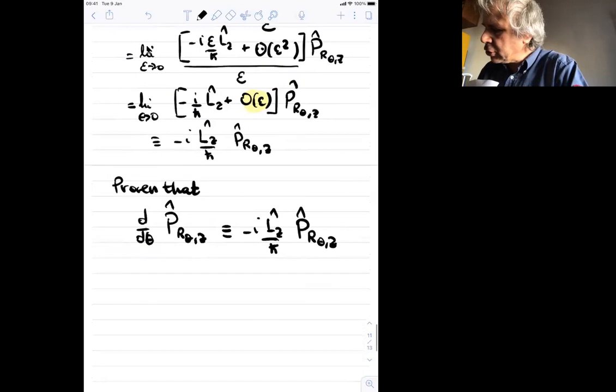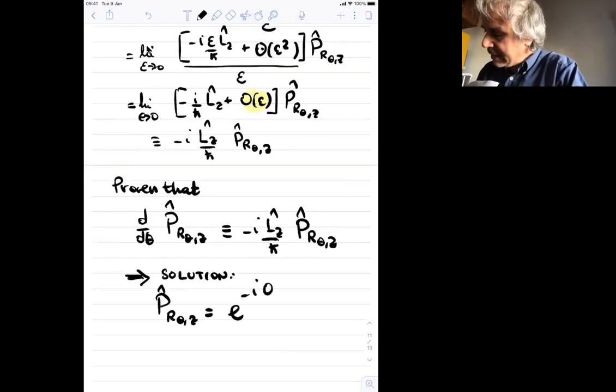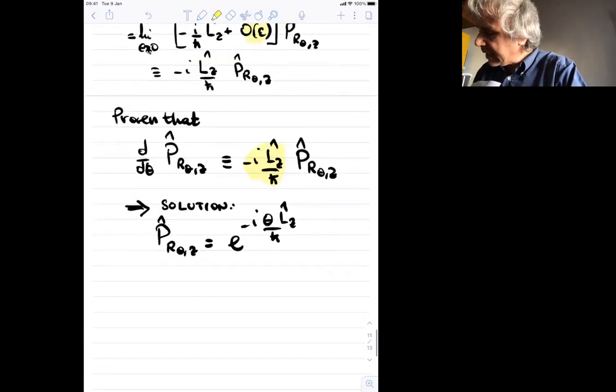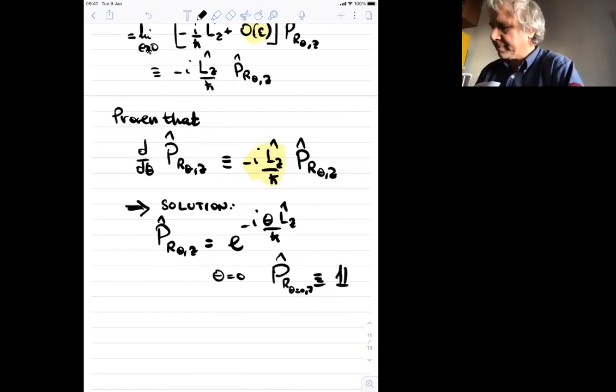Now, can you tell me a solution of this differential equation? I propose to you a solution, and then we verify. The solution is P equals e to the minus i theta Lz over h bar. If you take a derivative with respect to theta, you bring down precisely this factor, leaving the same thing. By the way, this is a solution such that if I take theta equal to 0, the operator is obviously equal to the identity, right? You do not rotate. So, okay.